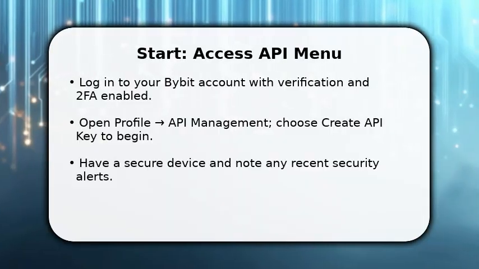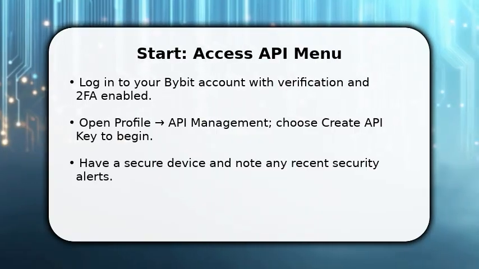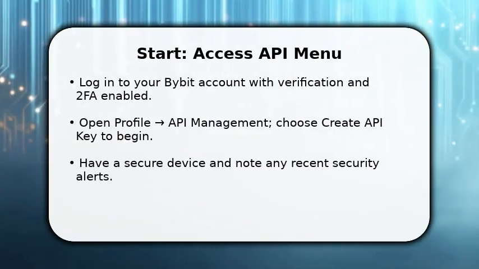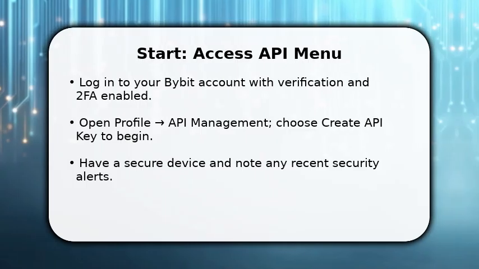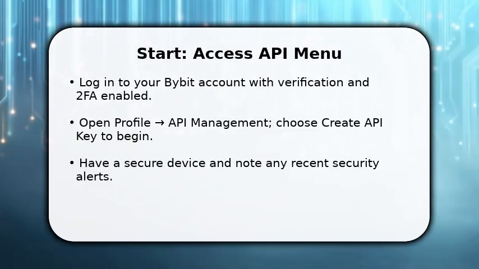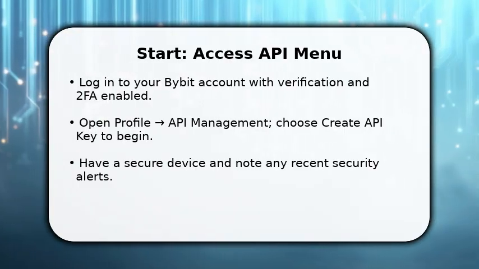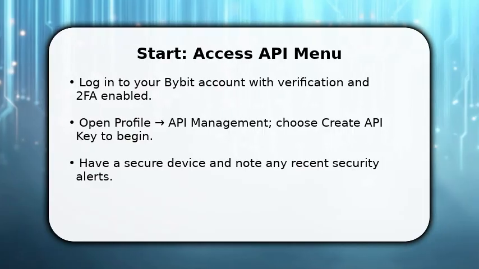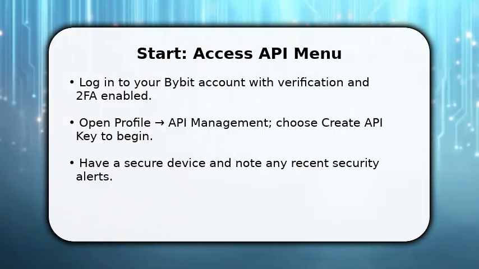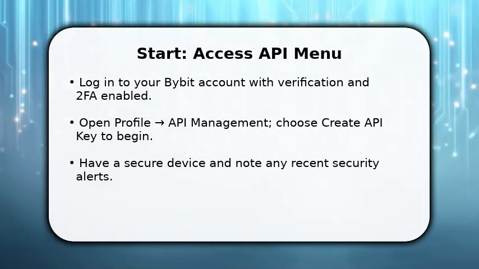You start by signing into Bybit with account verification and two-factor authentication active. Once logged in, go straight to Profile and select API Management to create a new key. Make sure your session is secure and no pending security actions exist. These block API creation. Enter a clear label for the key so you can track use later.